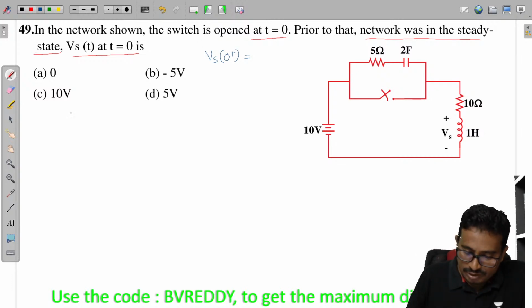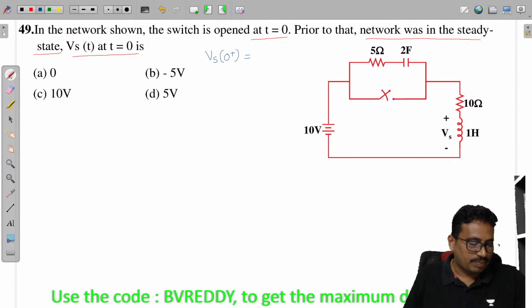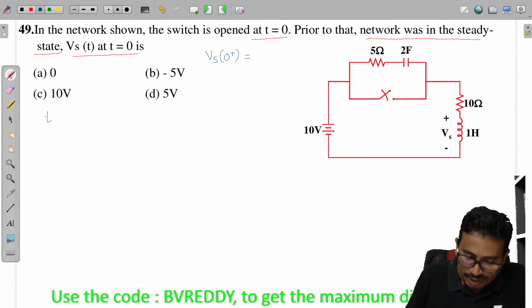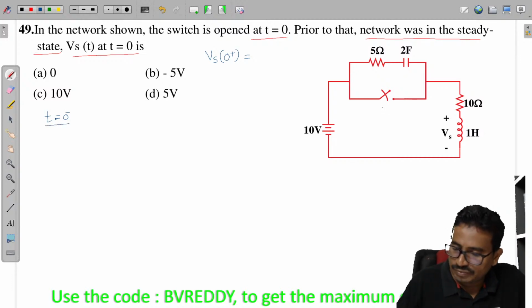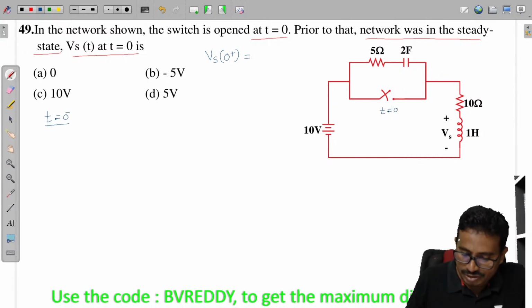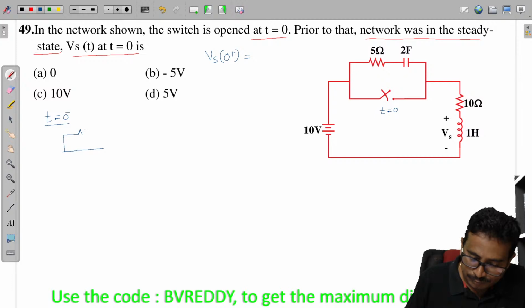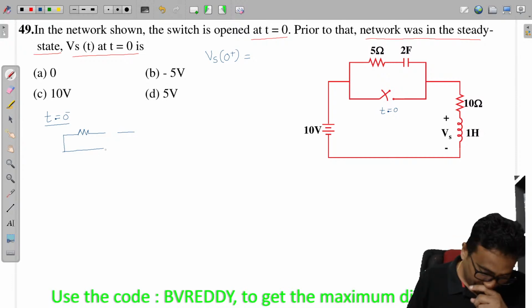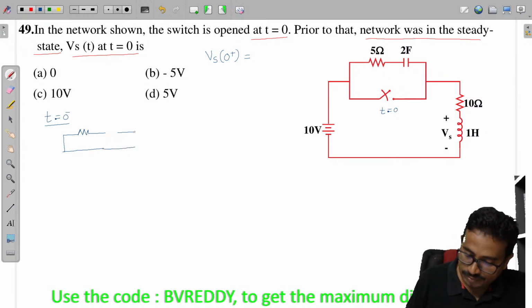Now tell me. Transient values will depend upon the past behavior. So now tell me, at t equal to 0 minus, can you analyze the circuit at t equal to 0 minus? The switch is opened at t equal to 0, so at t equal to 0 minus, the switch is closed. Then how do we have the connection? You tell me. So here in steady state, the capacitor which is closed here.